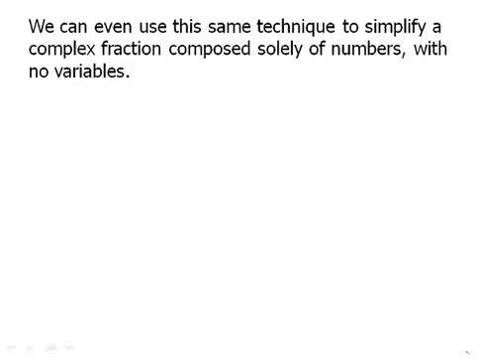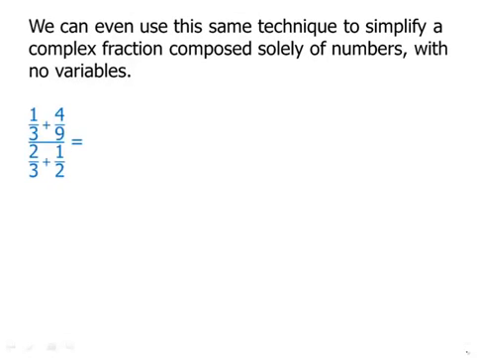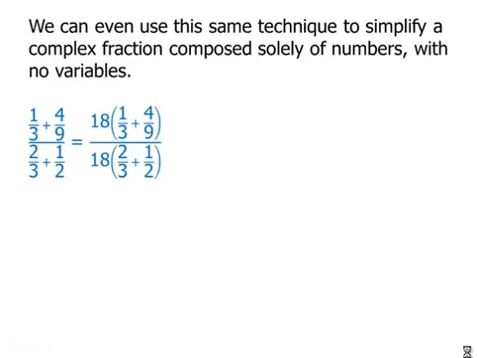We can even use the same technique to simplify a complex fraction composed solely of numbers with no variables at all. So suppose we have to simplify this fraction. Well, the least common multiple is 18, so we'll multiply numerator and denominator by 18. It simplifies to this. We perform the addition, 14 over 21, which simplifies to 2/3.